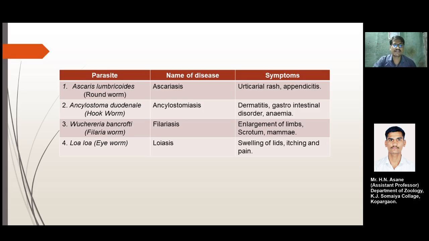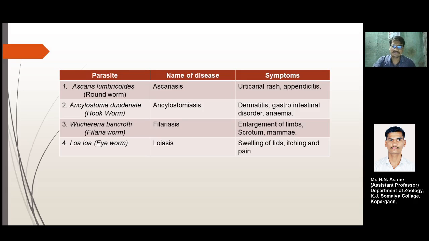Let's move towards the second parasite, Ancylostoma duodenale. This Ancylostoma duodenale is a hookworm. The mouth of this Ancylostoma has hooks to get attached to our intestine, so it is called a hookworm. The disease caused by Ancylostoma duodenale is ancylostomiasis, which shows symptoms like dermatitis, which is hardening of the skin, and gastrointestinal disorders, something like diarrhea or anemia.